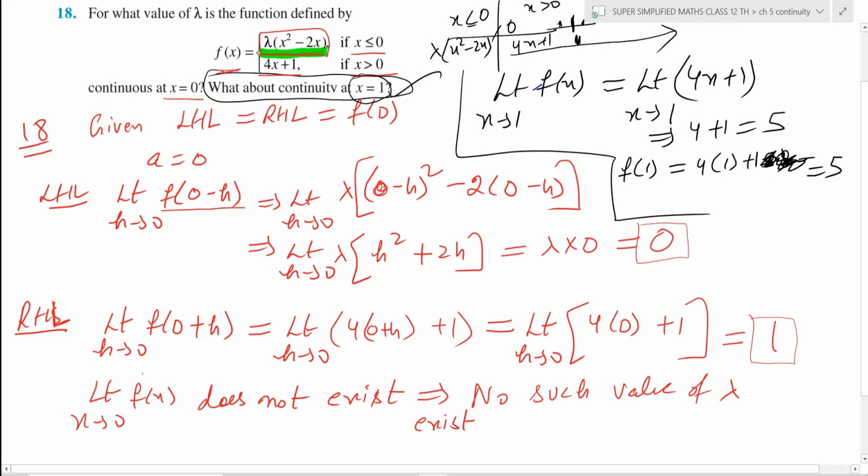and there is no question of existence of value of lambda, because you can check only the continuity at 1. The concept of lambda is over with continuity at 0. The function was not continuous at 0 because lambda does not exist for the function which is defined for x more than 0, and hence the function is continuous at 1.